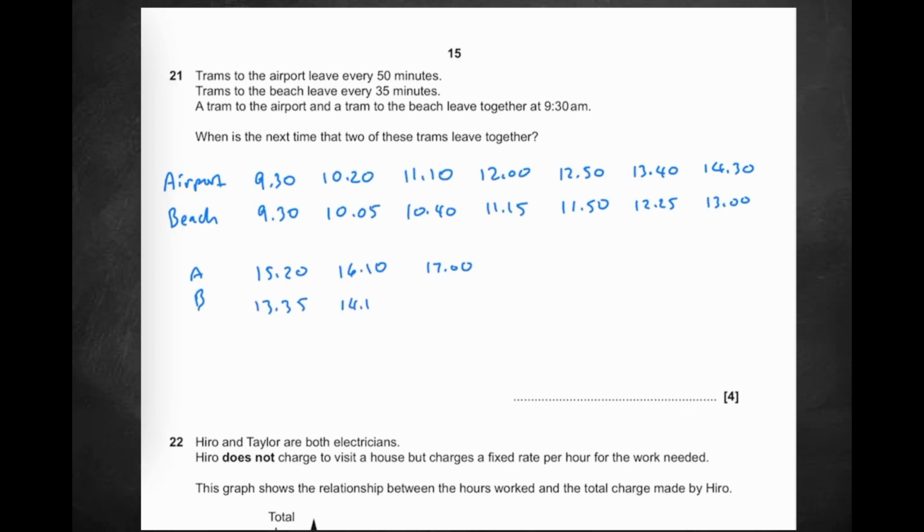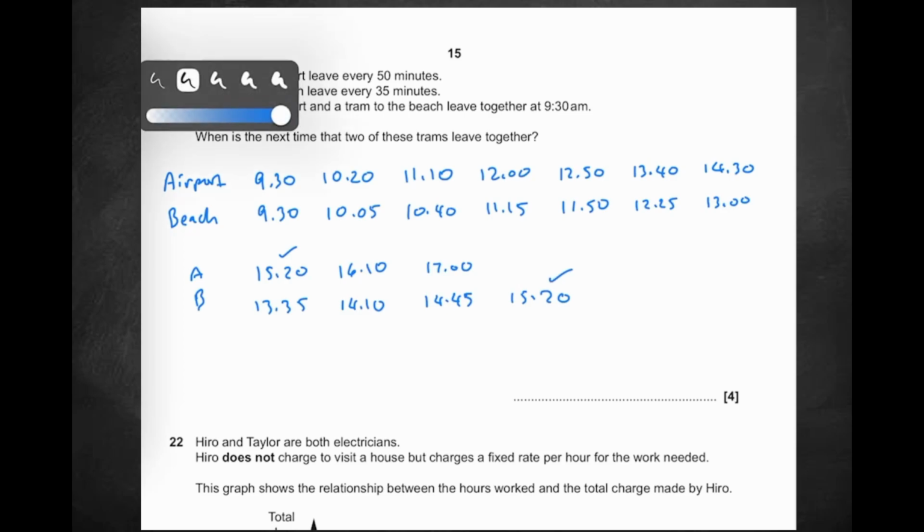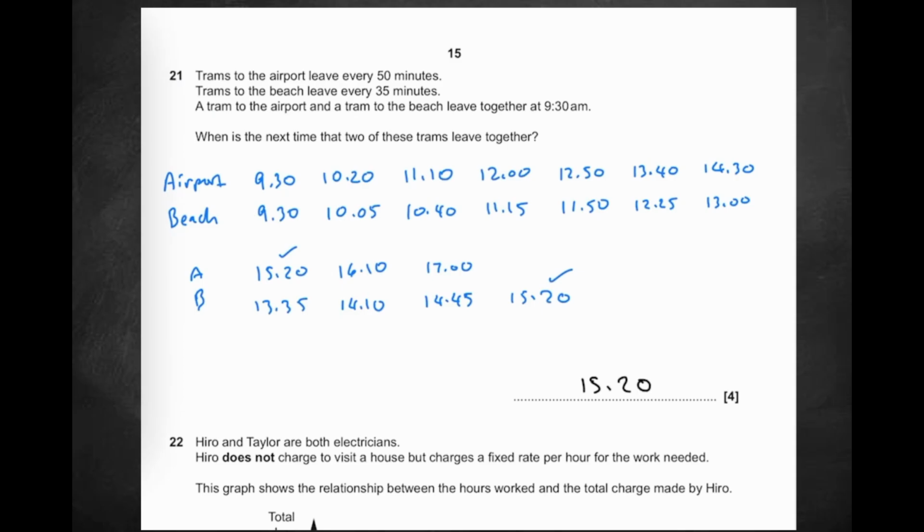35 minutes onto that is 14:10, then 14:45, then 15:20. There we go. So by brute force, we've managed to find it. So 15:20, which is the same as 3:20 p.m.